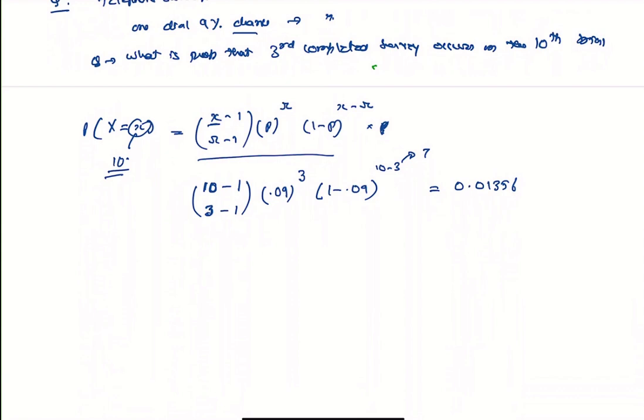And what is the mean? So mu will be r upon p, which is 3 upon 0.09, so that will be 33 and a third. So on average we have to make 33 calls. On average he has to make 33 calls before he is done for the day.